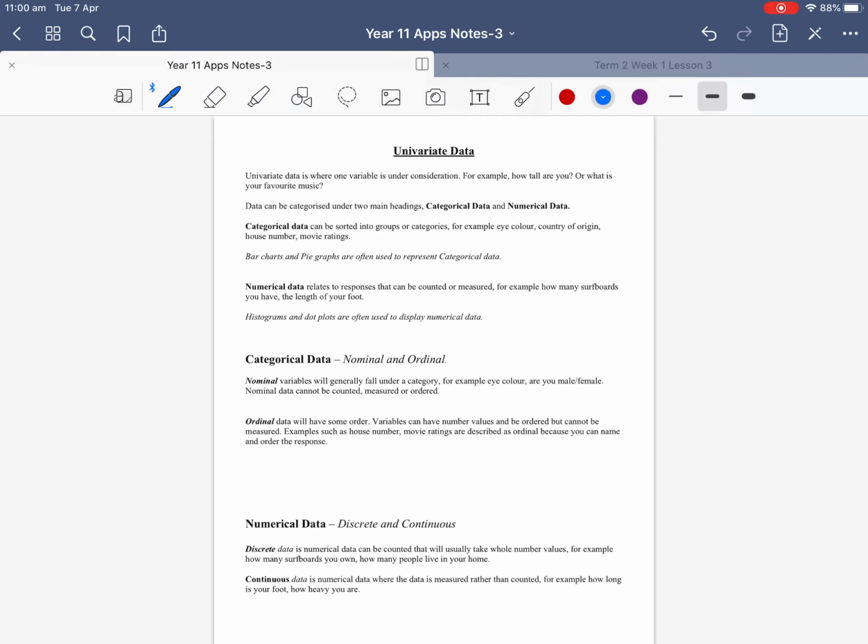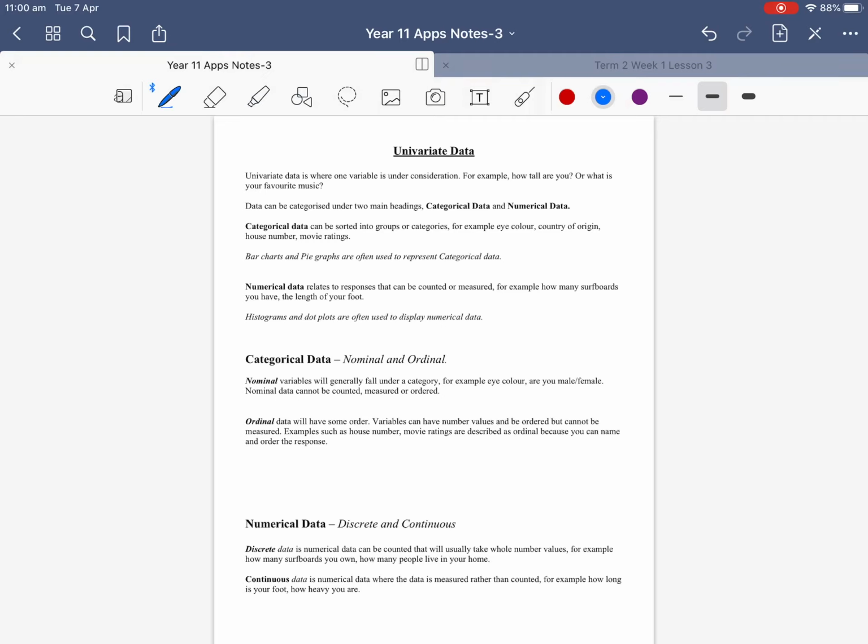Now, to classify data, it's useful to consider the possible responses. For example, if you were to ask people about their eye colour, you'd expect answers such as brown, blue, green or hazel. And if you were to ask them about their height, you would expect a range of numerical responses. So eye colour is an example of categorical data, and to be more specific, it's an example of nominal data. So nominal data often has responses that are the names of categories.